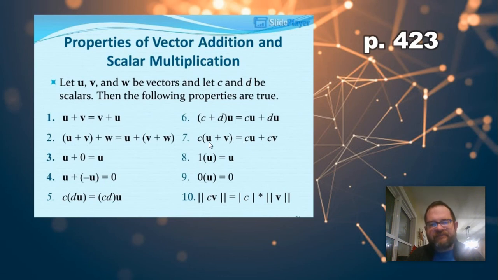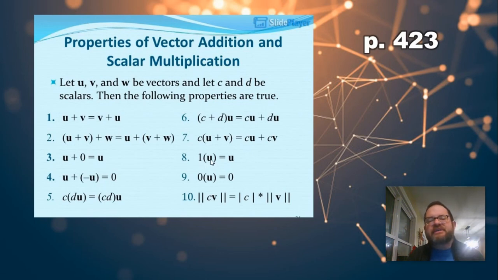If you had C times the sum of the vectors U and V, that's the same as C times the vector U plus C times the vector V. Again, you know exactly that rule. You know it so well that you don't even think about it when it's just numbers. If this was 7 times the quantity x plus y, you would know that was 7x plus 7y. It's just we have to actually write it out.